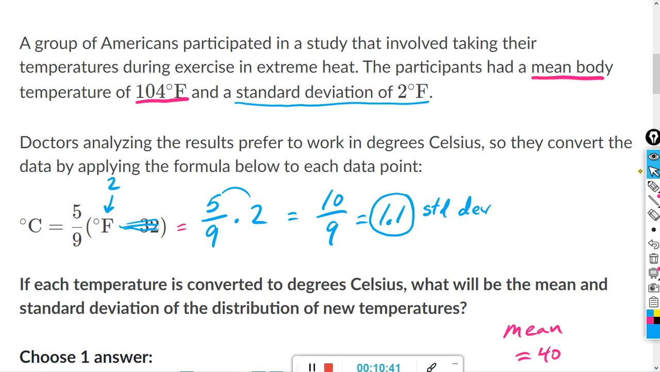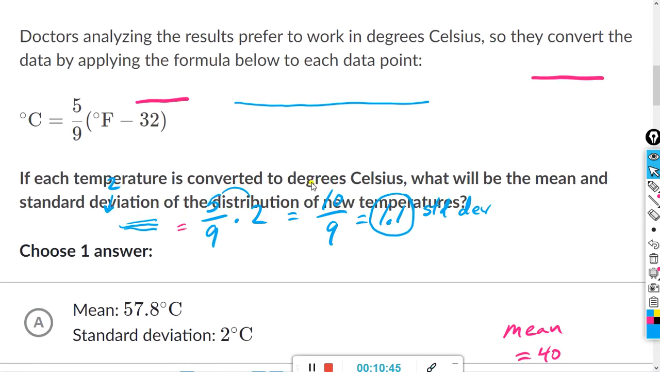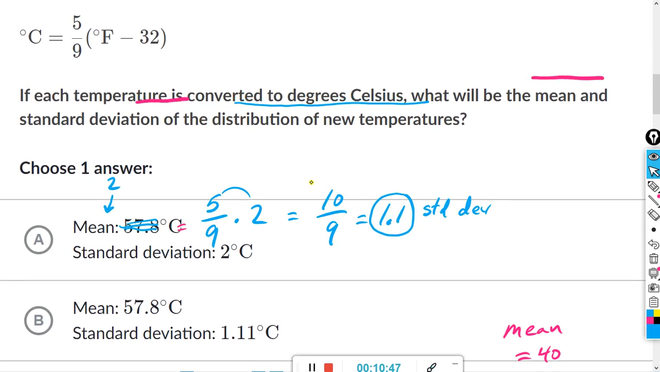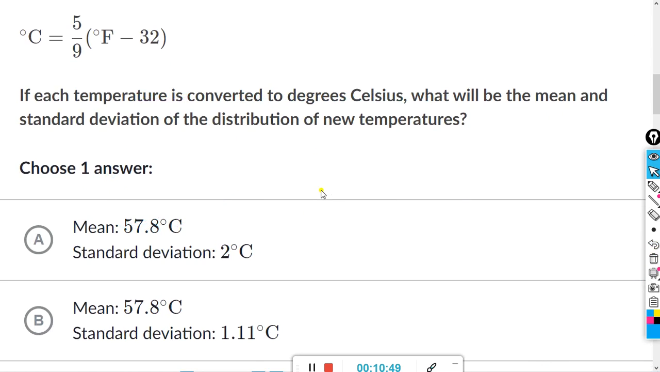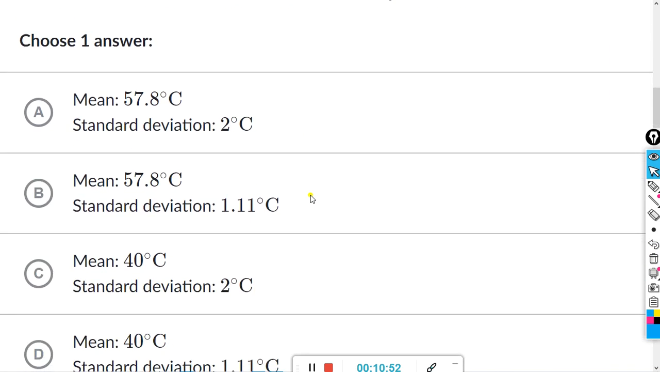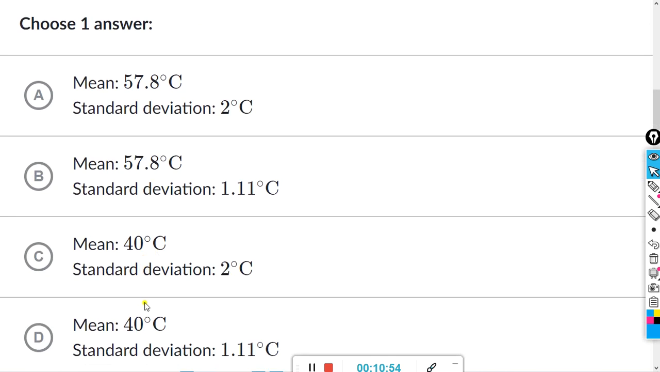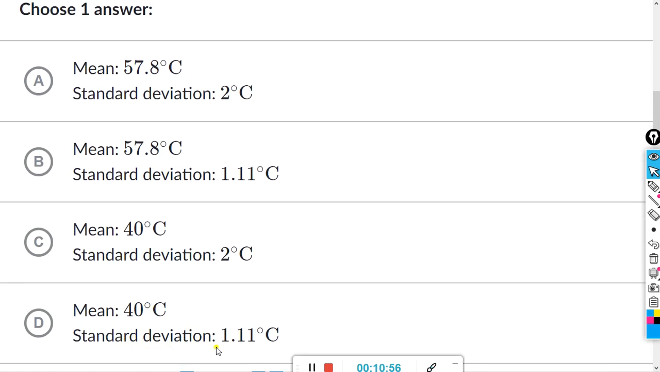All right, let's check out the choices. We're looking for 40 and about 1.1. All right, let me see. So C and D have the mean of 40, and D has the standard deviation at 1.1. Close enough, 1.11. All right, so that's it.